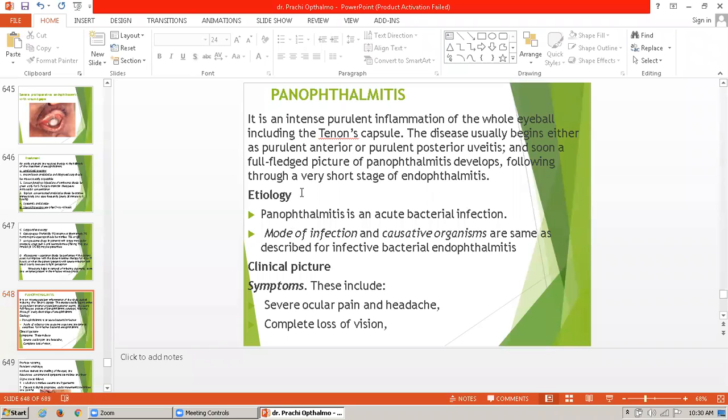So when we see the etiology, panophthalmitis is an acute bacterial infection. The mode of infection and the causative organisms are the same as described for infective bacterial endophthalmitis.